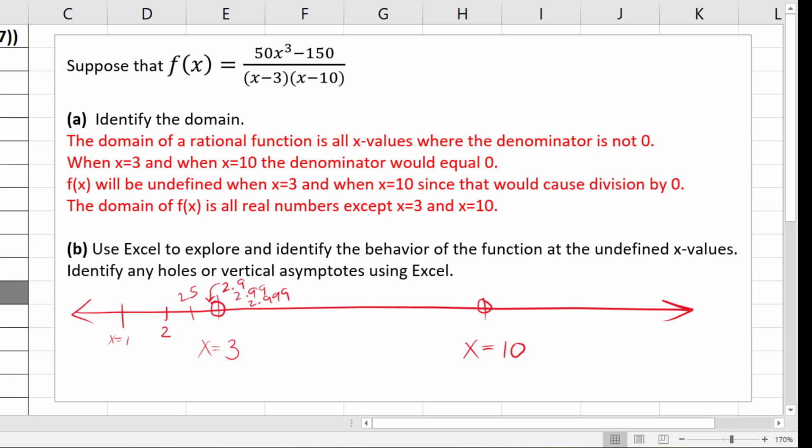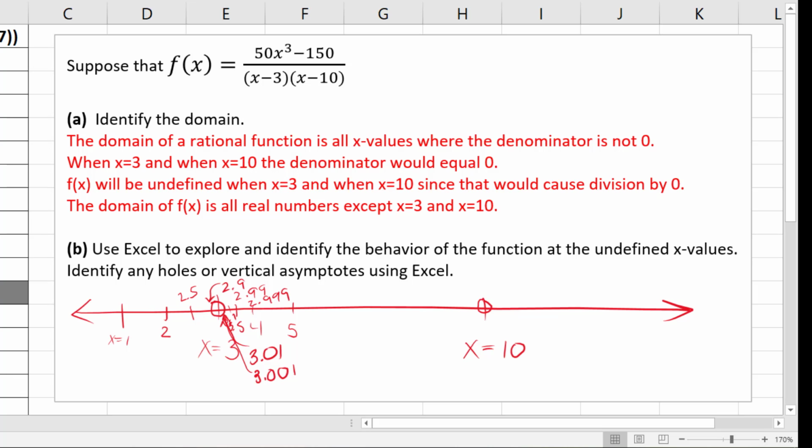On the other side of x equals 3, of course, there would be x equals 4 and x equals 5. But I want to sneak up on x equals 3 from the right side. So if we think about getting closer and closer to x equals 3, we could think about values like 3.5, 3.1, 3.01, that's even closer, 3.001. So these values are getting closer and closer and closer to x equals 3.